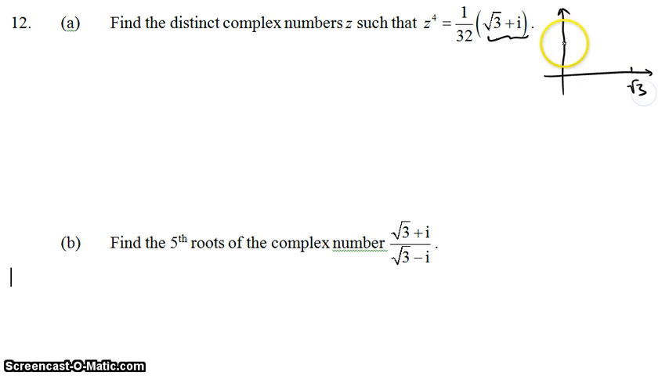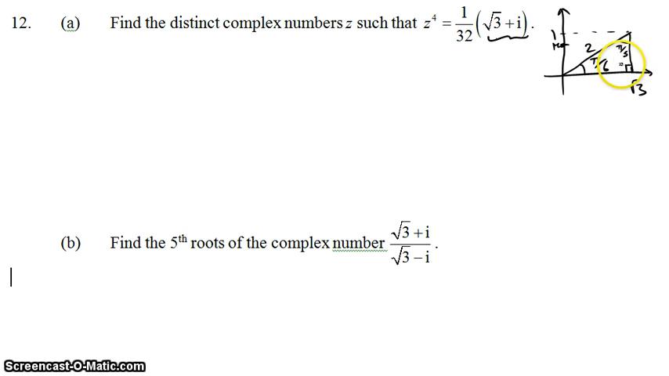This is root 3. This is 1. And this gives us a triangle, right? Where this is root 3, this is 1, so this is going to be 2, and this is the shorter side, so this is pi upon 6. This is pi upon 3.